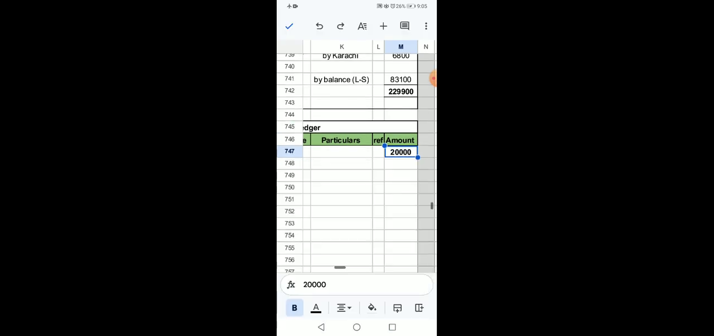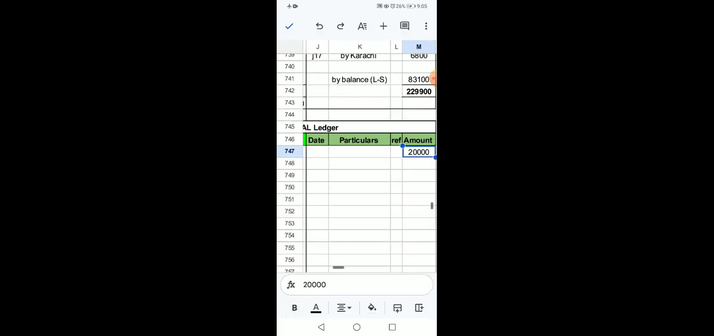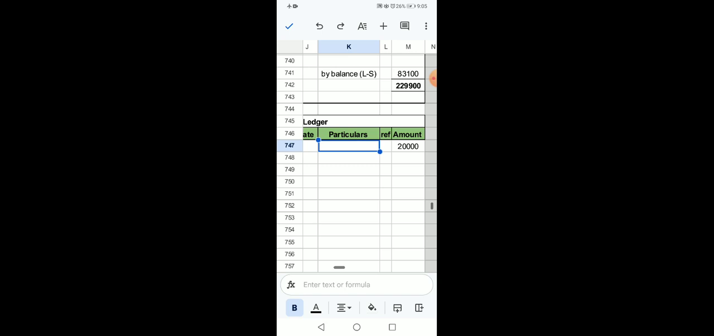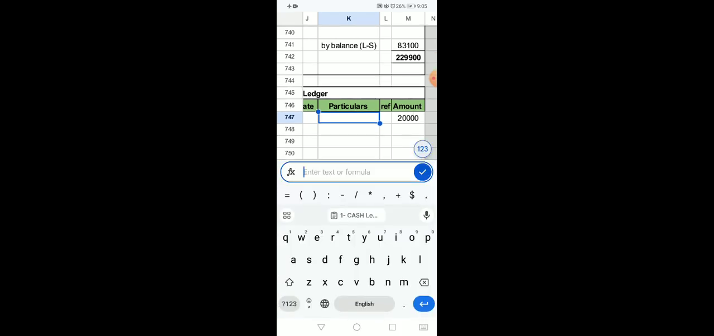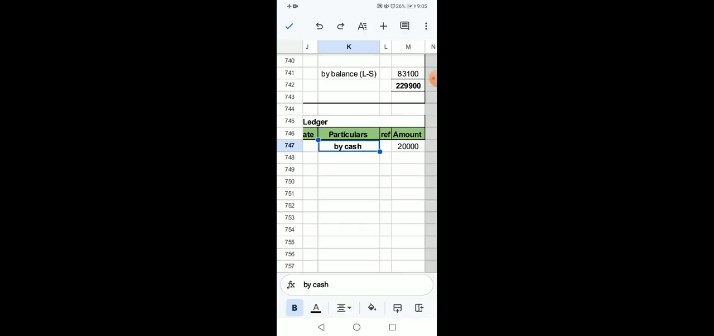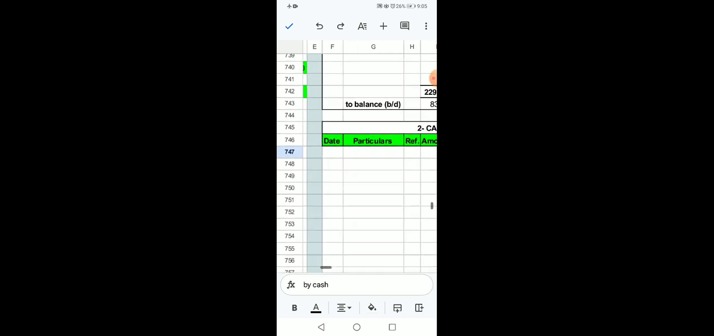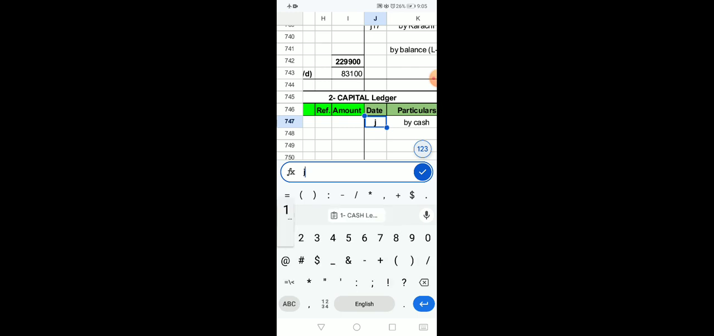So the amount has been posted. Now let's see what the reference of this capital is. On the opposite side, cash is written, so you will use "by cash" for the reference. This way you have filled in the particulars. Now see what its date was. It was 1. Now write down J1 over here.